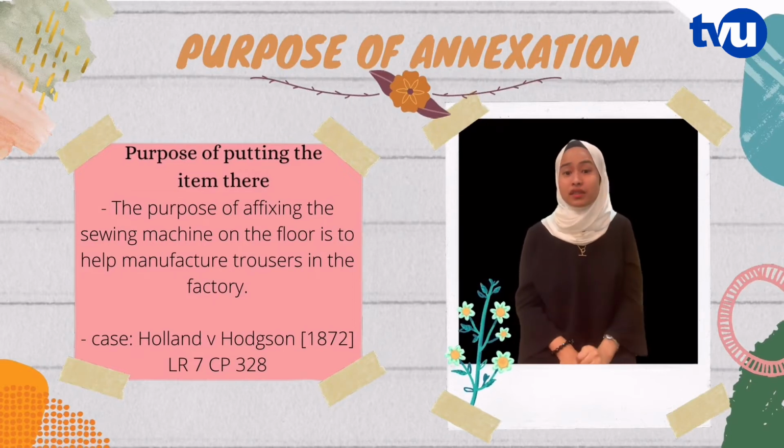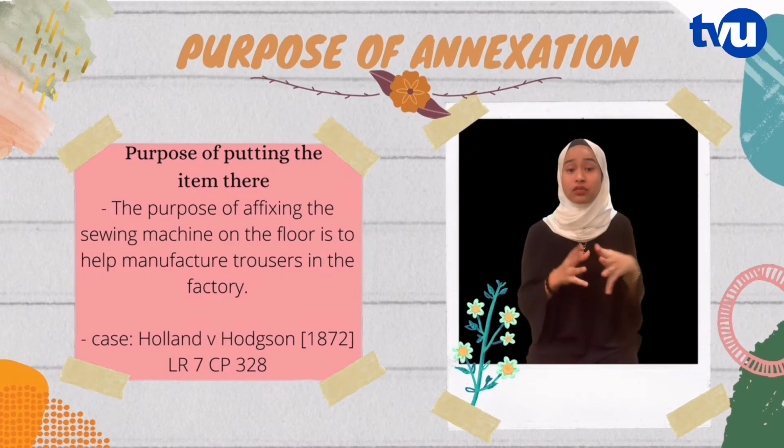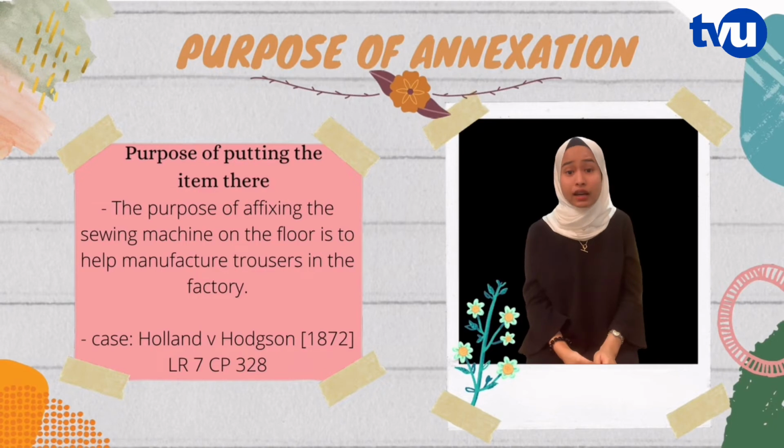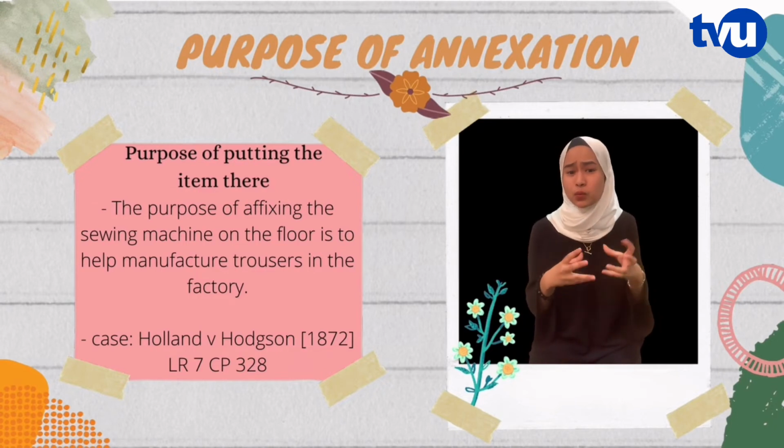The first question is the purpose of affixing the sewing machines in the factory. In this situation, the purpose of affixing the sewing machine on the floor is to help manufacture trousers in the factory. Since the factory functioned in manufacturing trousers, it can be deduced that the machines were essential machineries for the purpose of manufacturing those trousers.